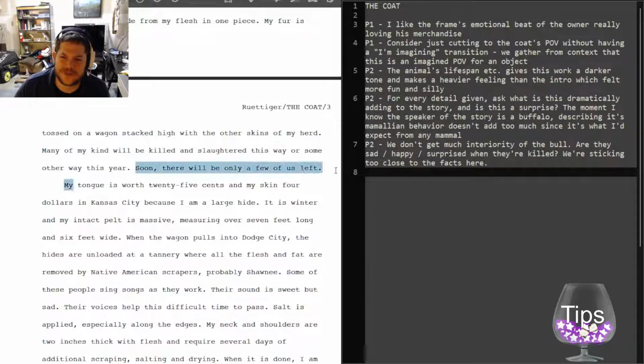Then there'll be a few of us left. So yeah, is that a good thing? Is that a bad thing? I'm assuming just because of scarcity, it's a sad thing.